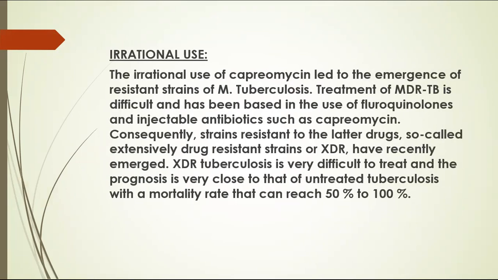Irrational use: The irrational use of capreomycin led to the emergence of resistant strains of M. tuberculosis. Treatment of MDR-TB is very difficult and has been based on the use of fluoroquinolones and injectable antibiotics such as capreomycin. Consequently, strains resistant to the latter drugs, so-called extensively drug-resistant strains or XDR, have recently emerged. XDR tuberculosis is very difficult to treat, and the prognosis is very close to that of untreated tuberculosis with a mortality rate that can reach up to 50 to 100%.